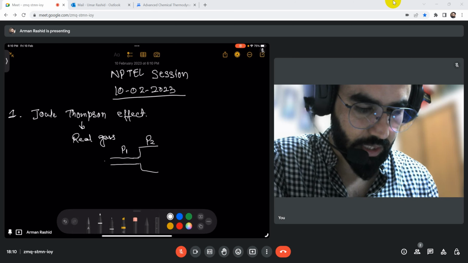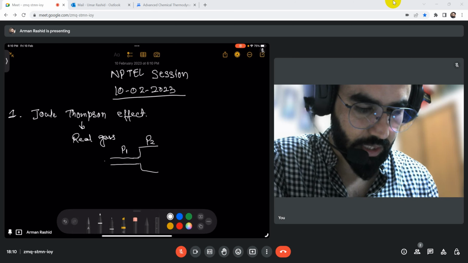If P1 is greater than P2, that means the gas is going from high pressure to low pressure, then the temperature of the gas actually decreases. So T2 will be less than T1.